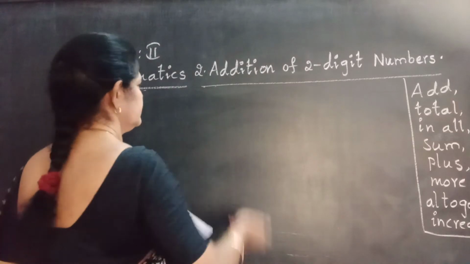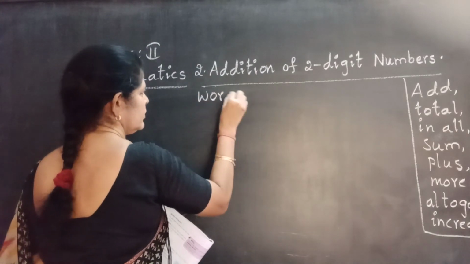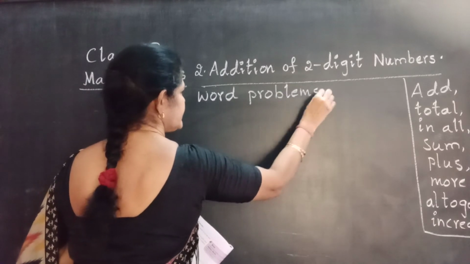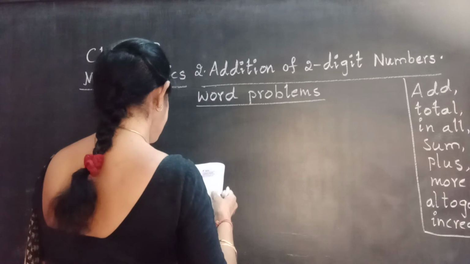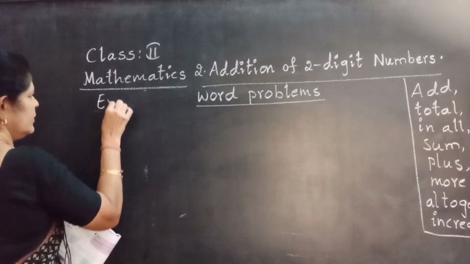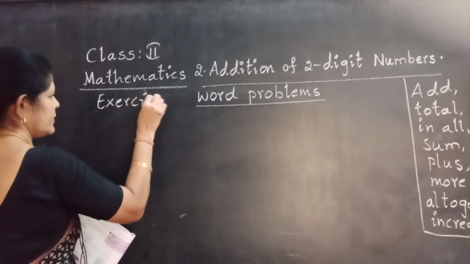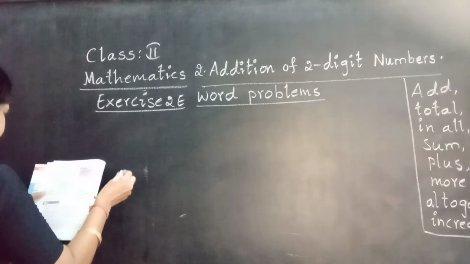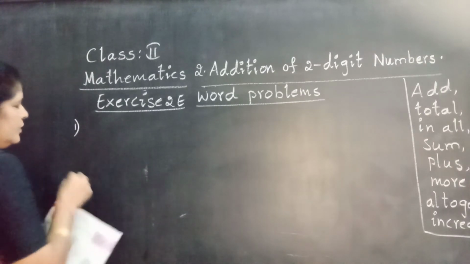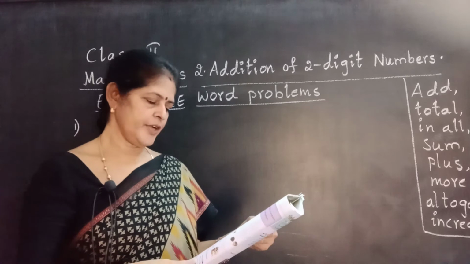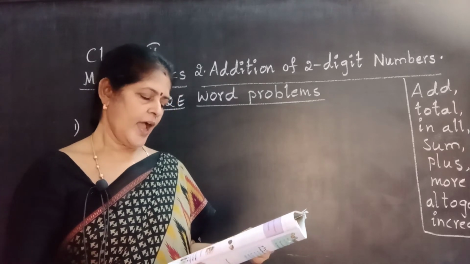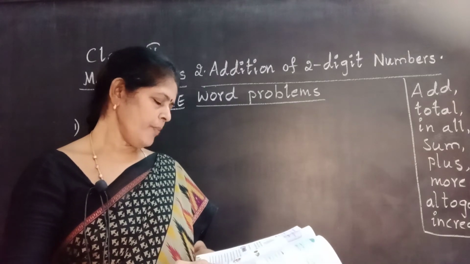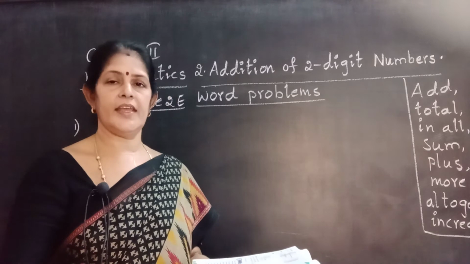Word problems. This is going to be Exercise 2E in our textbook. First one. The teacher distributed 25 English books and 41 maths books to the children in the class. How many books did she distribute in all?